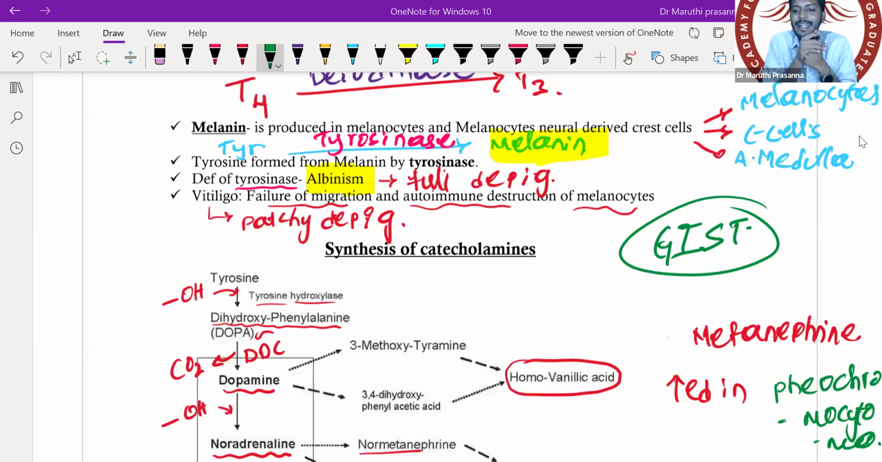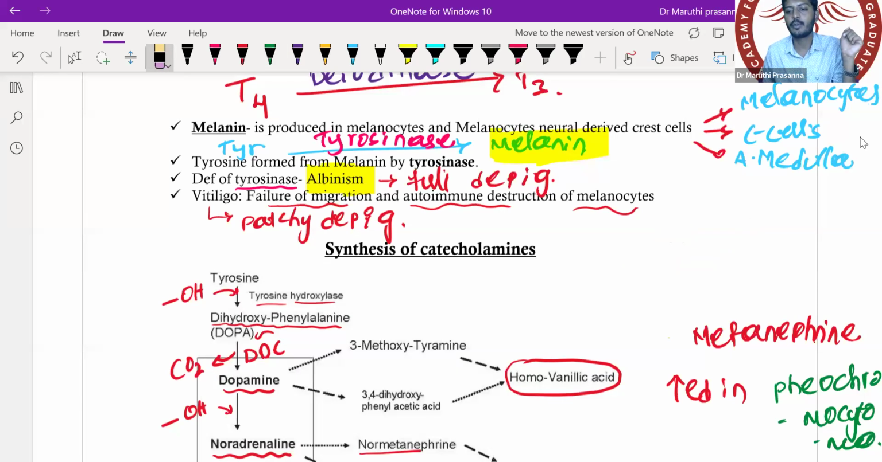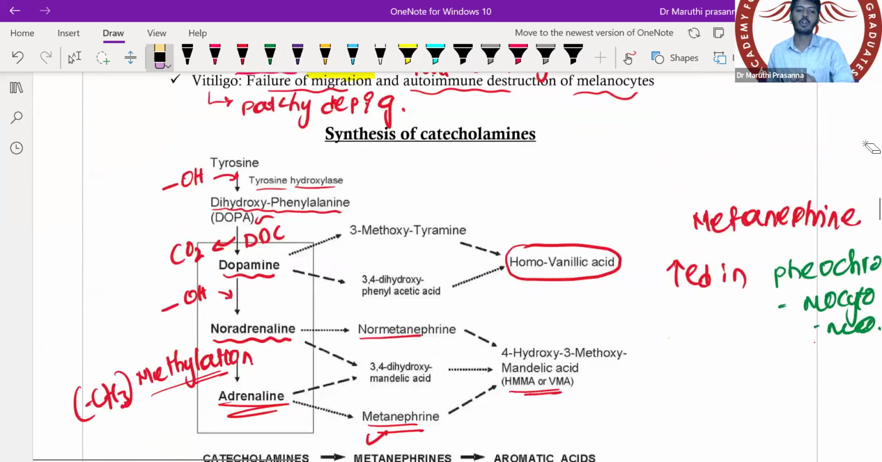Yes, it is a type of gastrointestinal stromal tumor. GIST is a gastrointestinal stromal tumor. Very good. Okay. Anyways, let's quickly discuss pheochromocytoma.